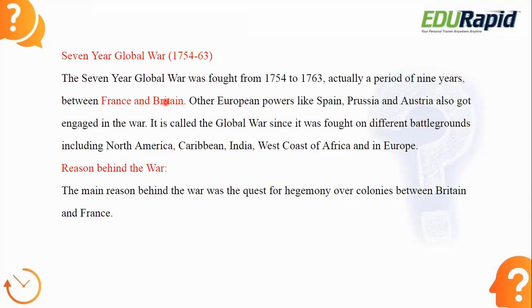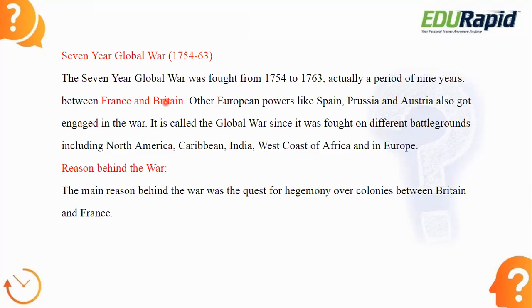From the Indian point of view, the 1757 War of Plassey was fought because of the 7-year global war only. So a lot of countries were involved. Now we understood the time period of the 7-year global war and between which countries mainly the war happened. Now we're going to study the reason behind the war, why the 7-year global war was fought.